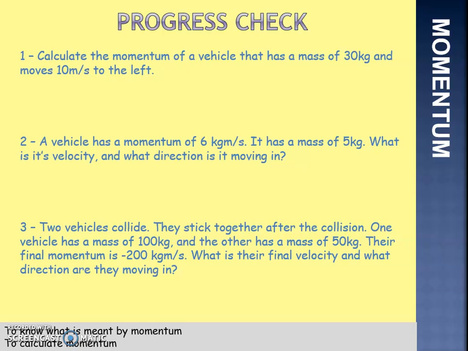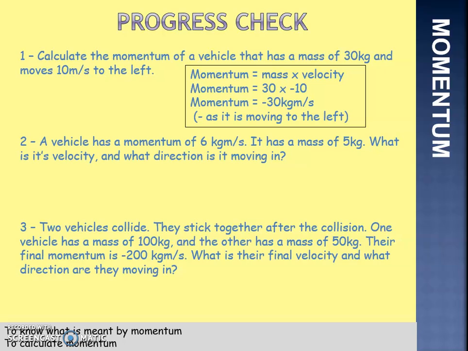Okay, so question 1. Momentum of a vehicle that's got a mass of 30 and moves 10 meters per second to the left. Momentum would be 30 times minus 10. Momentum is minus 30 kilogram meters per second, minus because it's moving to the left.